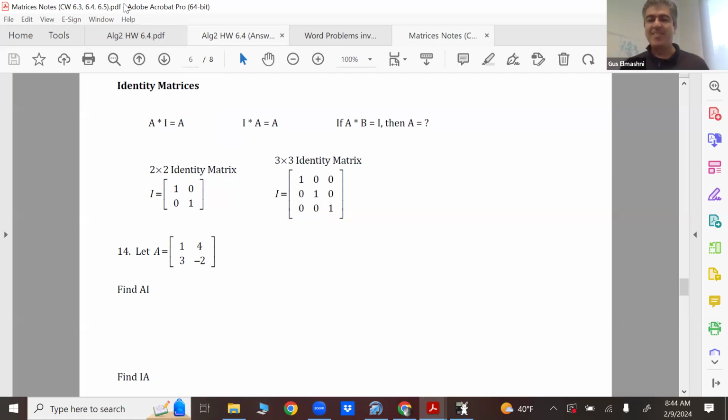So anyway, yeah. All right. Well, let's go. Okay, next up, identity matrix. An identity matrix is a matrix that has a bunch of ones and a bunch of zeros. So an identity matrix looks like this.